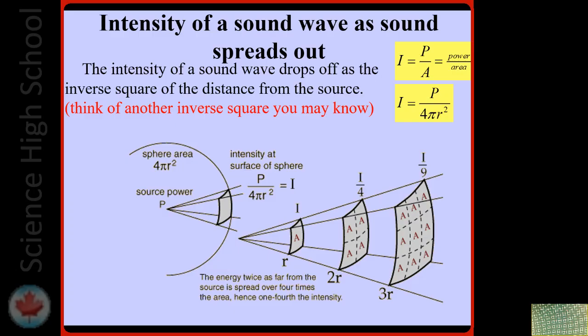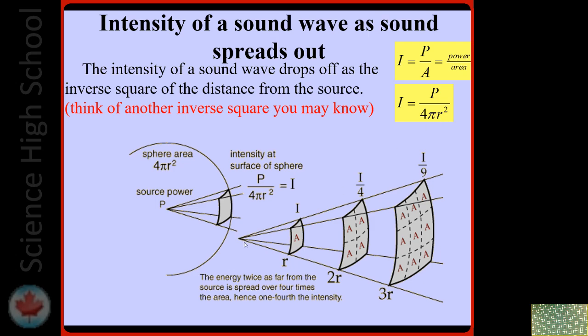We're literally talking about the amount of power from the source being spread out over the surface area of a sphere that represents the spherical sound ripple, or sound bubble, that's coming out from the power source. And the r is the distance away from the power source that we are when we're measuring that intensity.